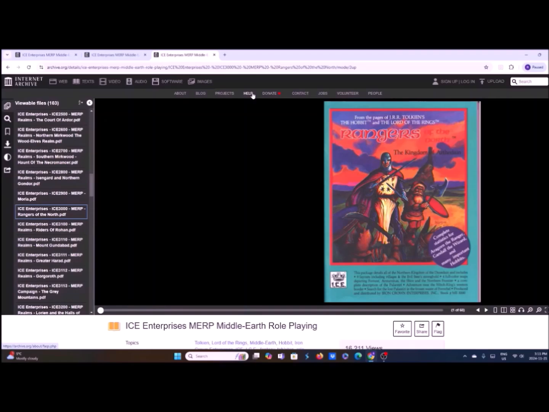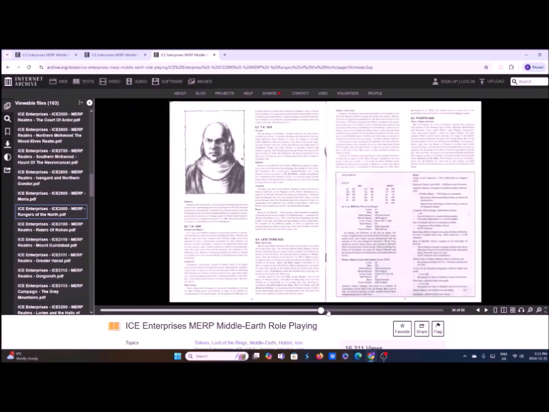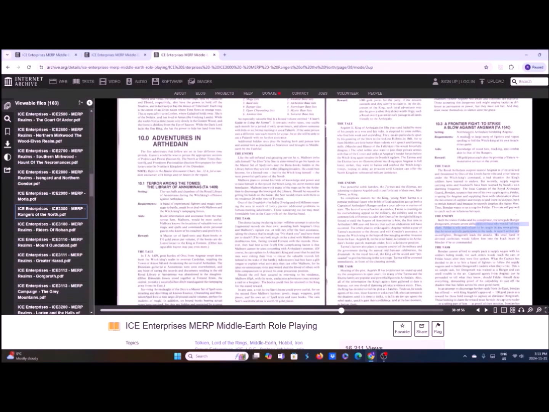I'm going to use Arnor because it's the best example for the time period. And if you go to the Arthedain book, you could actually use this one, a frontier fight, to strike a blow against Angmar, when it has a renegade ranger operating as a bandit on the fringes between Arthedain and the Angmaran orc tribes that are situated around the border. Because according to MERP, there are 12 orc tribes that are surrounding Arthedain's northern and eastern border, applying pressure with raids and skirmishes and whatnot. They're the first line of defense for Angmar, as well as the first point of contact for them.